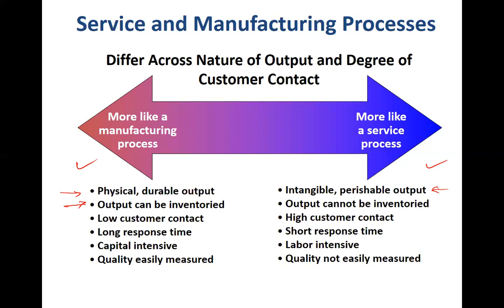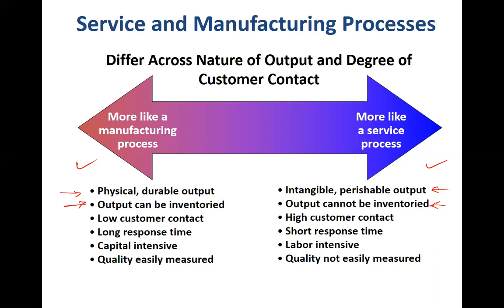Whereas in the case of service processes, the outputs cannot be inventoried, which has implications in how these outputs need to be managed very differently than how you would manage them in a manufacturing process. In a manufacturing process, typically there'll be low customer contact. You get the customer requirements in the form of a forecast, and then you execute it in your manufacturing plant and then deliver the products to the customer.